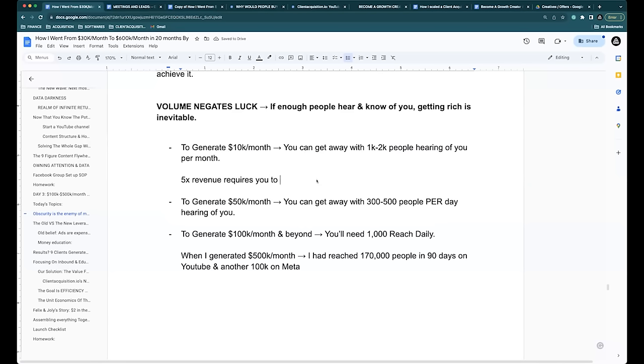Let's do the math. Let's take 400 outreach per day times 30. It literally requires you to go from, let's say, 1.5K reach per month to 12K reach per month. To 5X your revenue requires you to 10X your volume of outreach, your volume of reach, your volume of attention. This is where most people go wrong.